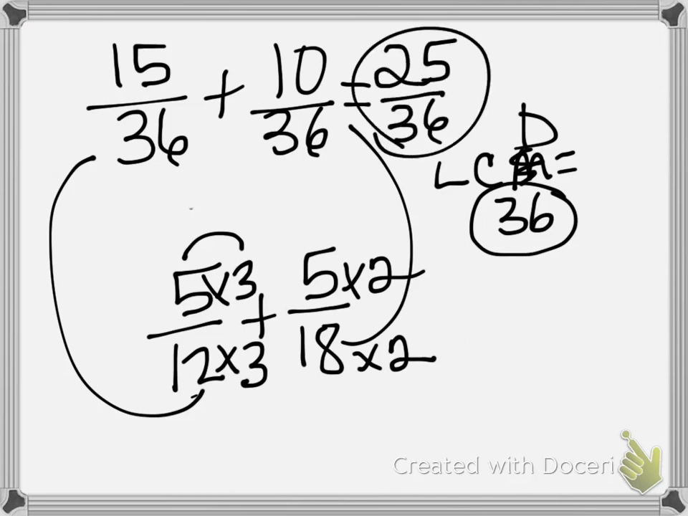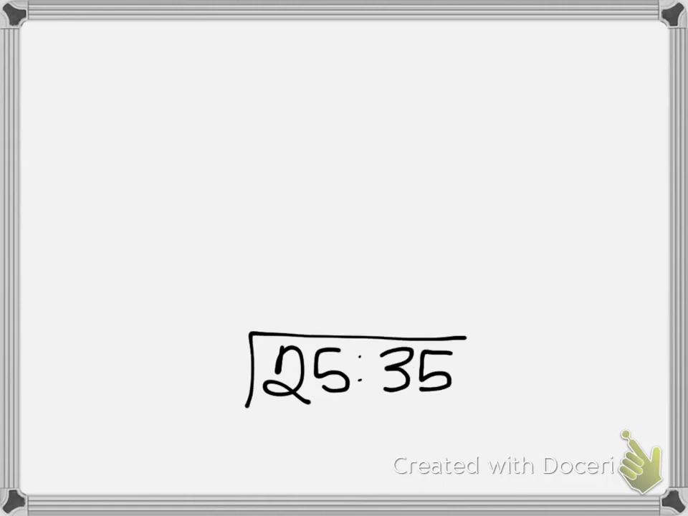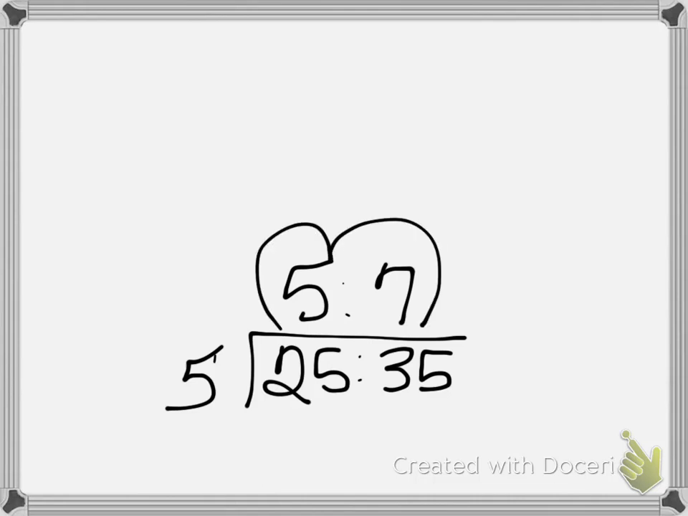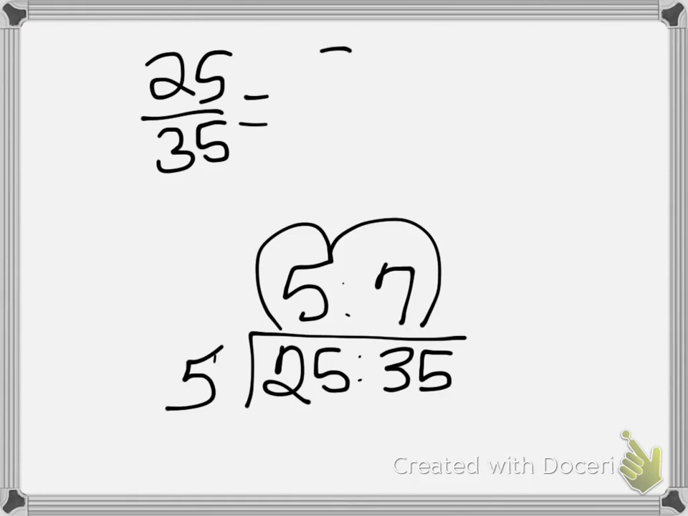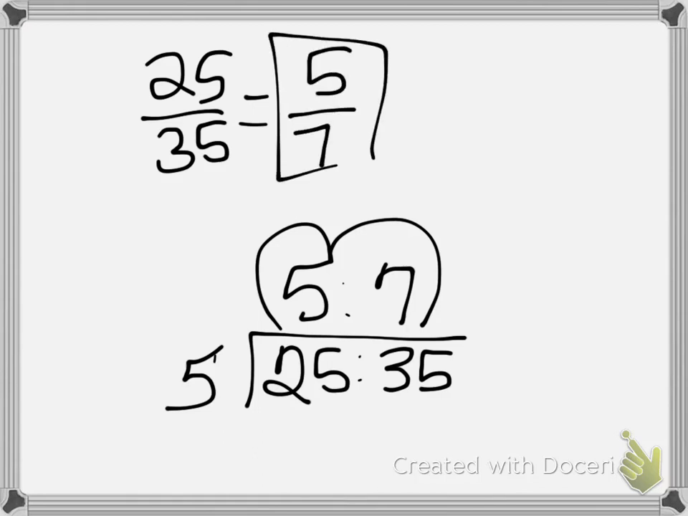And of course that is not simplified. So when Ms. Vallejo says I'm going to have to cake it, or simplifying is as easy as a piece of cake, I know I can come over here and simplify. So 25 over 35 can be simplified as 5/7.